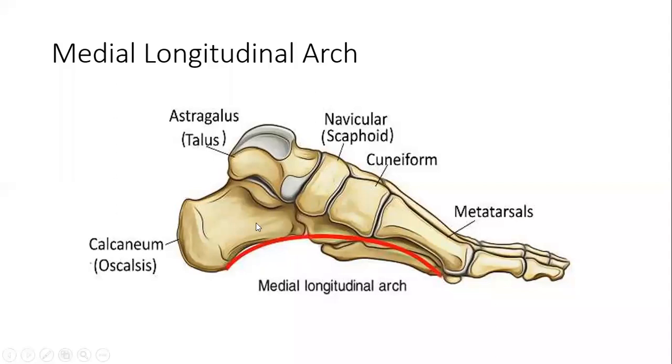The structures that tie one bone of the arch to the other include the spring ligament, a very famous ligament which is also called the plantar calcaneo-navicular ligament, that is on the plantar surface. Calcaneo-navicular. It is also called the spring ligament. And then we have the tibialis posterior tendon.